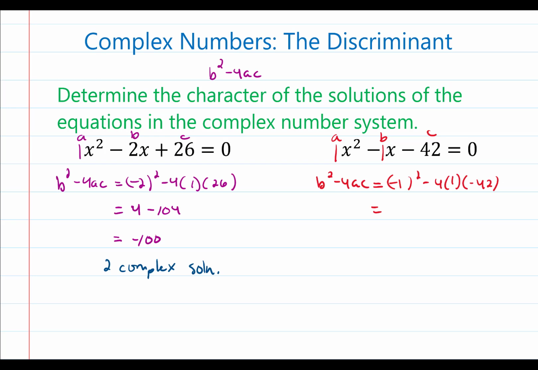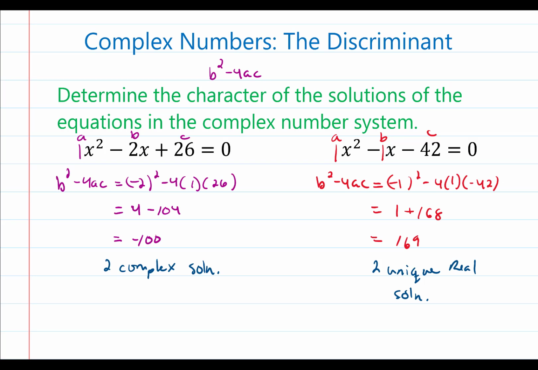Negative 1 quantity squared is 1, and we have negative 4 times 1 times negative 42, which is going to be plus 168. Find the sum, and we get 169. Because the discriminant is positive, this tells us that there will be two unique real solutions. So unique being that they will not be the same.